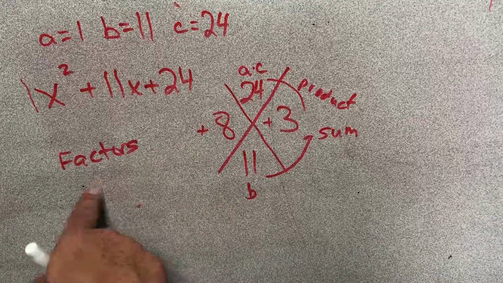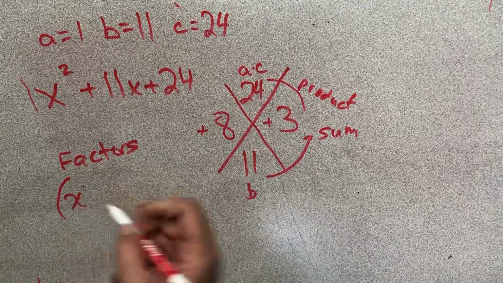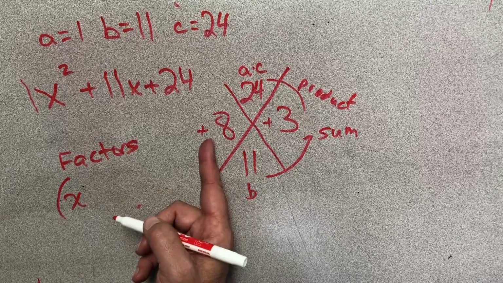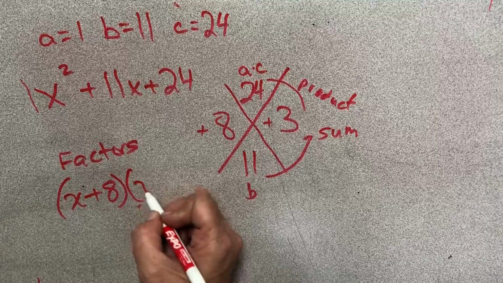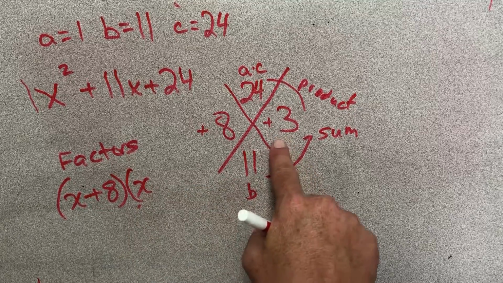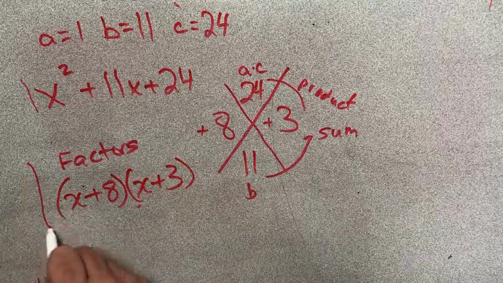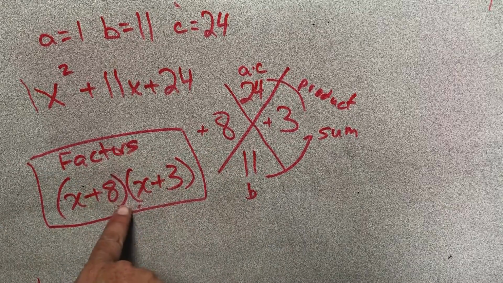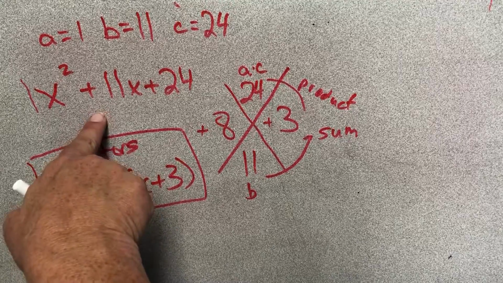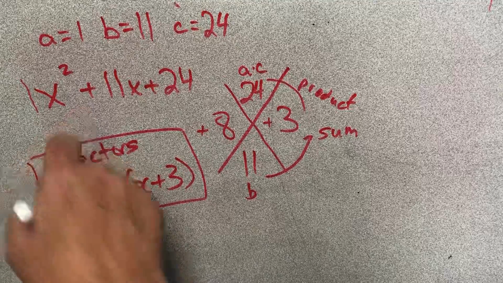Now, to make this into factors, the two binomials, I put a parentheses x, and then I take this factor and the sign, plus 8. New set of parentheses x, and I take this new number and its sign, plus 3. This is my answer. What I'm saying is, if I multiply these two together, I will get this trinomial. So these are the factors of that.